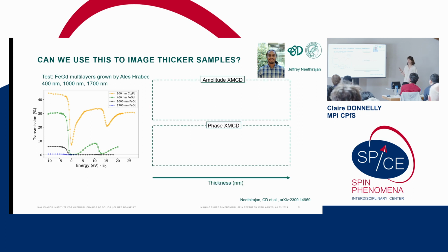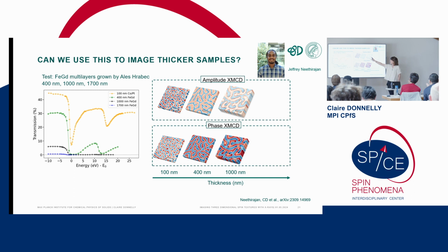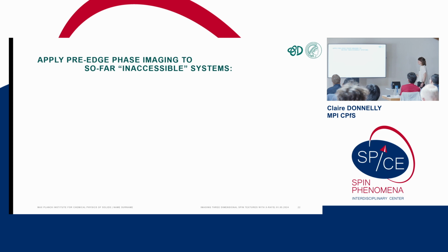And if we have a look now at our amplitude and phase XMCD, as we go up in terms of thickness, with the amplitude we soon lose our quantitativeness, but with our phase imaging, we retain this quantitative equal and opposite XMCD signal up to almost 2 micrometers in thickness. And this really allows us to overcome this key challenge of imaging thick systems based on transition metals.